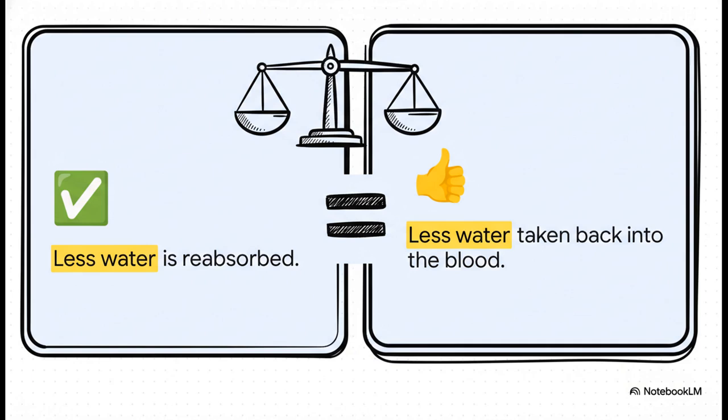And check this out. Here's another one of those examiner secrets. The ideal term is reabsorbed, for sure, but the mark scheme also accepts taken back into the blood. Same thing for a lower concentration. You can also say more dilute urine. Knowing these accepted alternatives is like having more tools in your toolbox. It just gives you more ways to build that perfect answer.